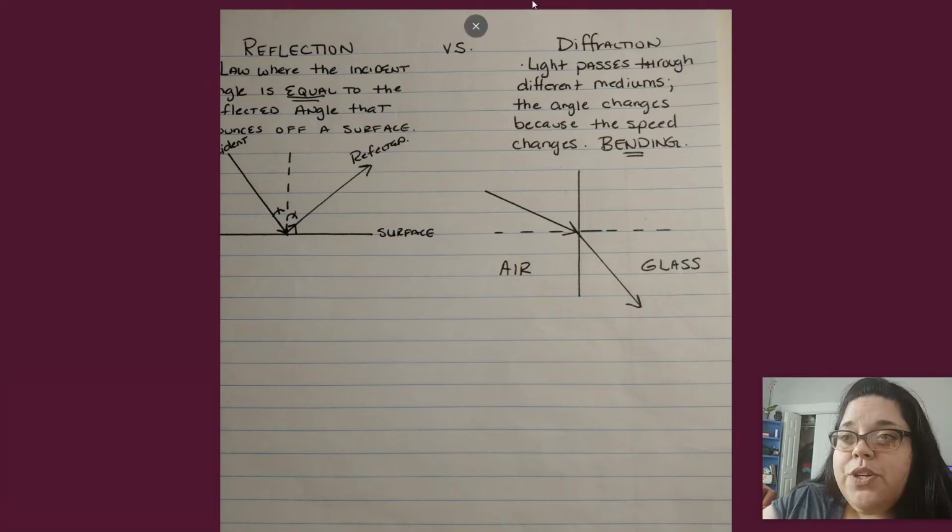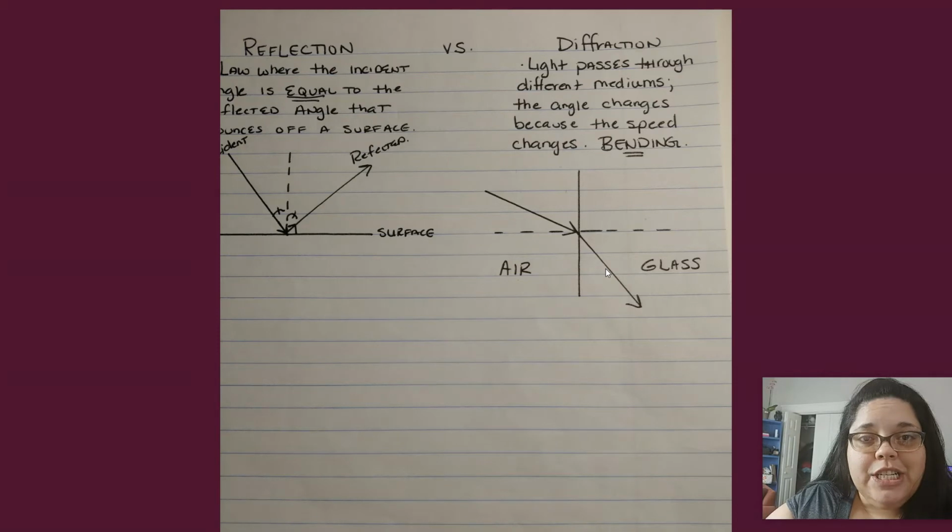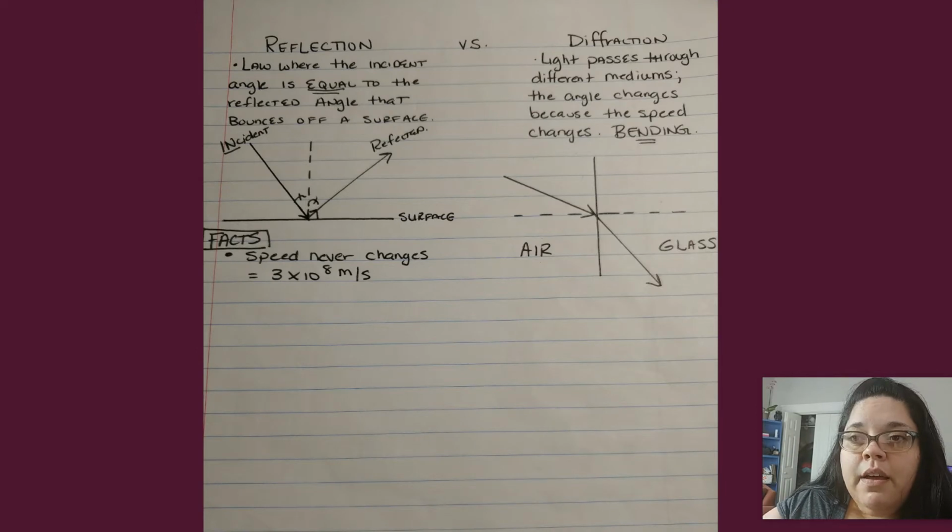Okay. So this shows you the light ray traveling through air, and then it goes through a glass and it changes its direction because its speed is changing. And its speed is going to be slowing down because it's going through something that's more dense, that's going to take longer for the particles to travel through. Facts, reflection. The speed for light never changes unless it's going through a medium like you see in diffraction.